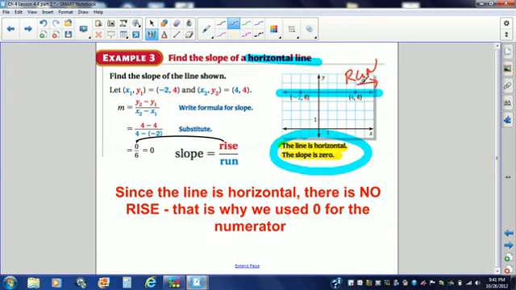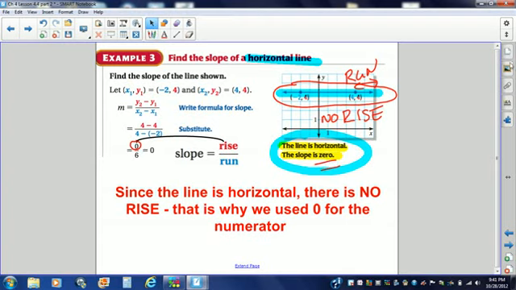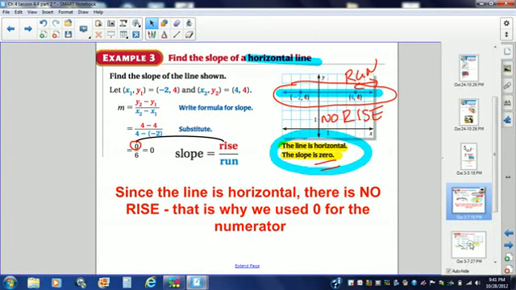You have a run going side to side. There is no rise. This line is not going up or down. So since there is no rise, we put a 0 in for the rise. 0 divided by any number is, you got it, 0. There's your official answer. Memorize it.